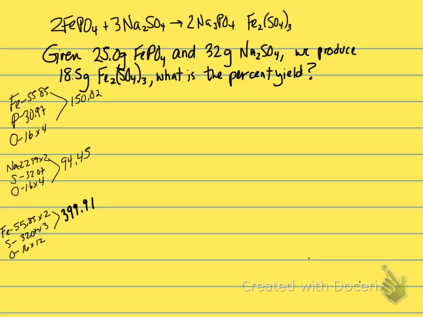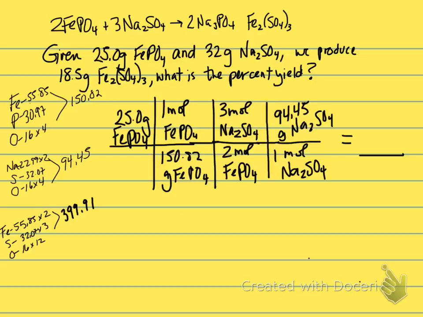Start a factor label, and we can pick either one of our reactants. So, just out of force of habit, I'm going to start with the first one listed, which is our iron 3 phosphate. Okay, so we have a factor label set up here.